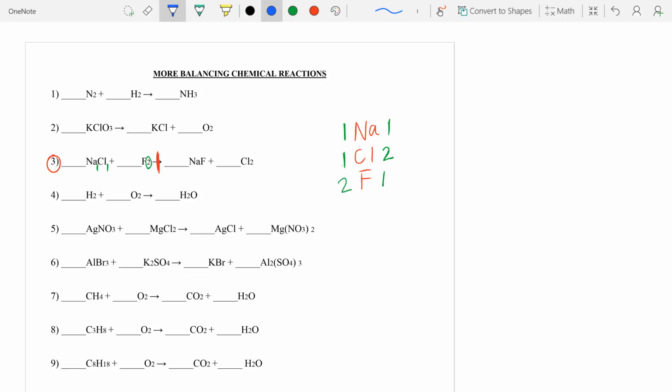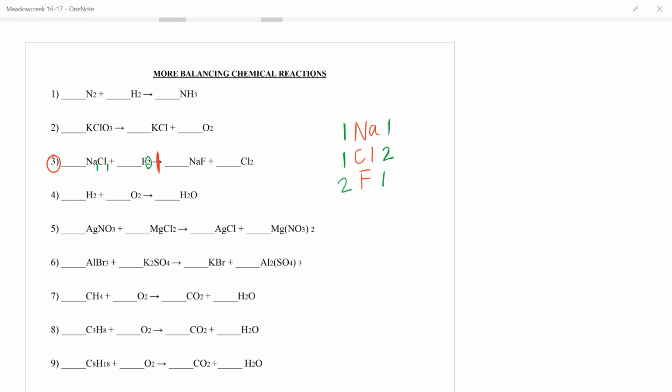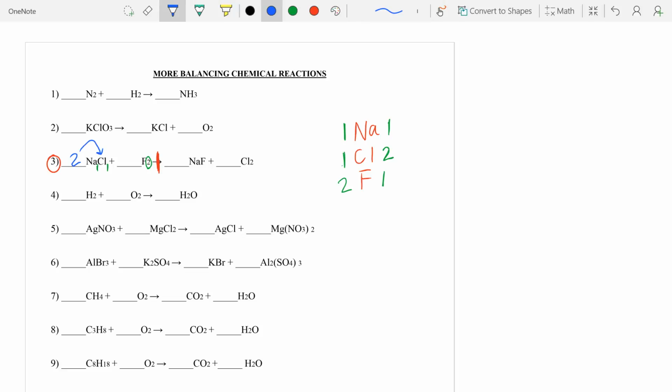So all you do is pick one element and focus on that one, balance it, and move to the next one. If we look at chlorine first, the left side has 1 chlorine and the right side has 2. So if I put a 2 here, 2 times my 1 chlorine is 2, and it also affects sodium, so 2 times my 1 sodium is 2. And remember, you're multiplying by the subscript, not the answer over here. So we've got our chlorines balanced, go team, right?